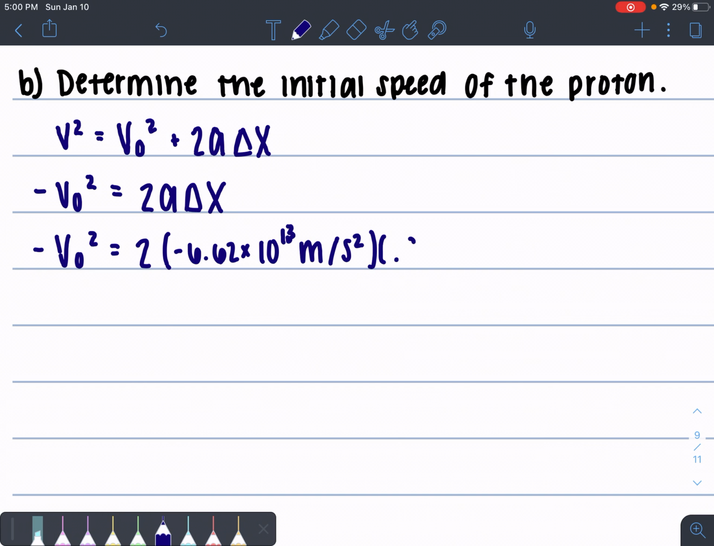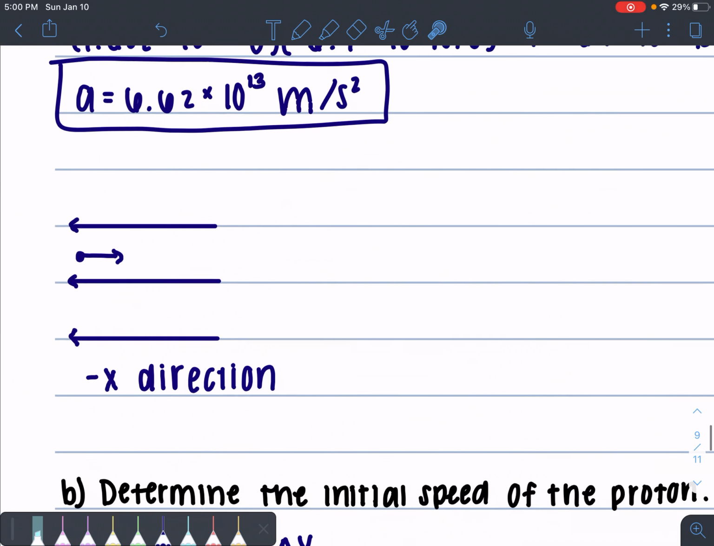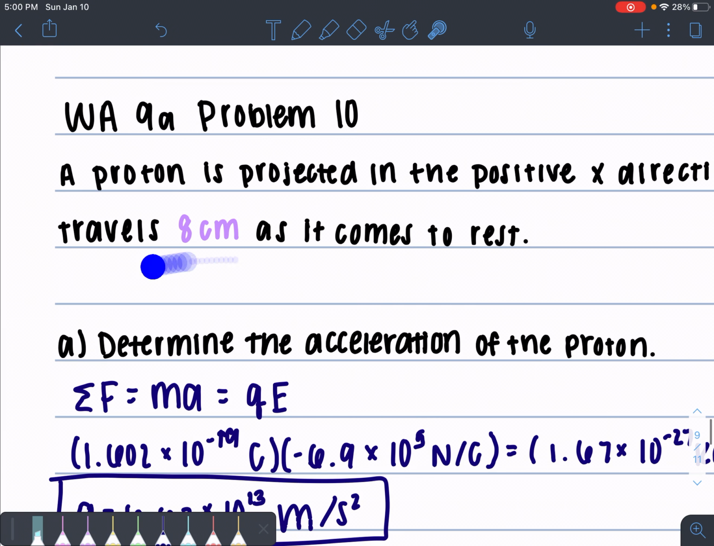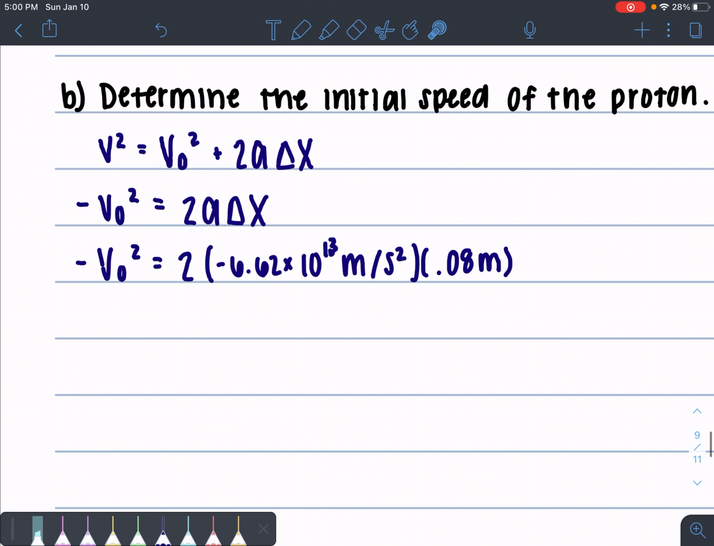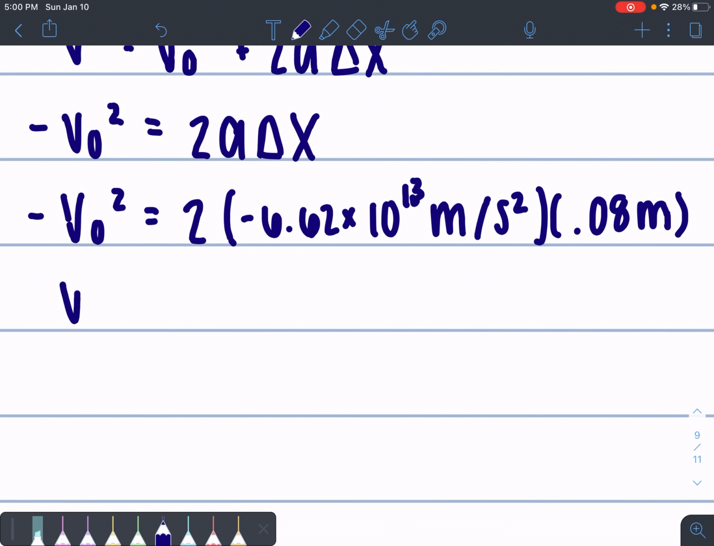Okay, then we have 0.08 meters. Remember to change this to meters, because it gives it to you in centimeters, and that would give you the wrong answer if you didn't change it, because this is in meters too. Then after solving, I got 3.25 times 10 to the 6th meters per second.